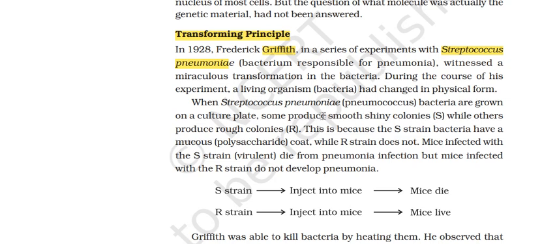When pneumococcus bacteria are grown on a culture plate, some produce smooth, shiny colonies, S strain, while others produce rough colonies. This is because the S strain bacteria have a mucus or a polysaccharide coat, while R strain does not. Mice infected with the S strain, जो virulent strain है, they die from pneumonia infection, but mice infected with the R strain do not develop pneumonia. ठीक. अब S strain का क्या है? Inject कर लिया तो mice will die, R strain mice will live.